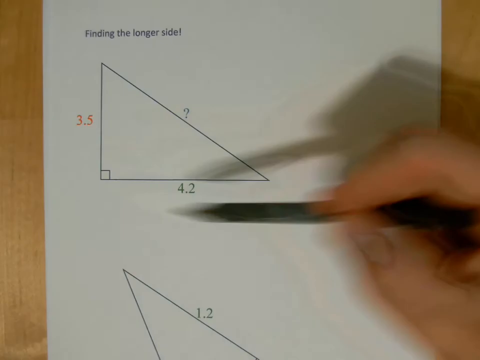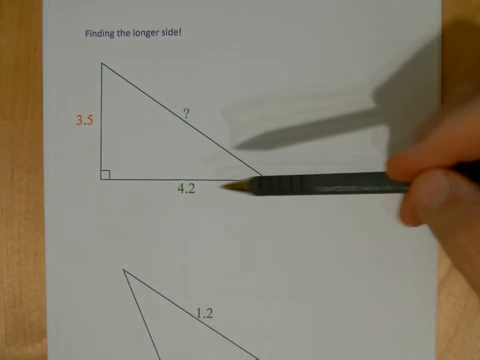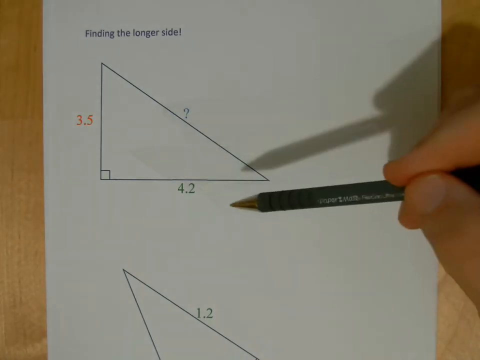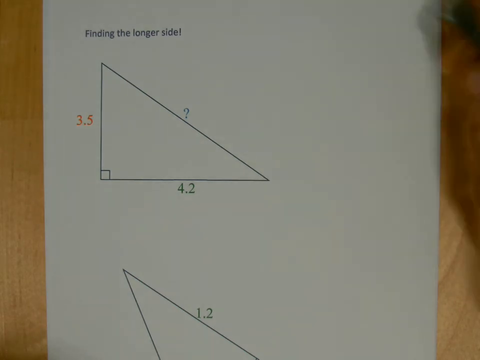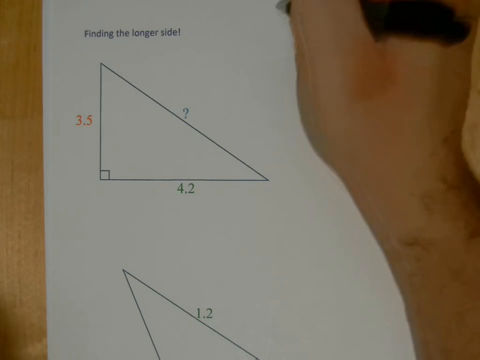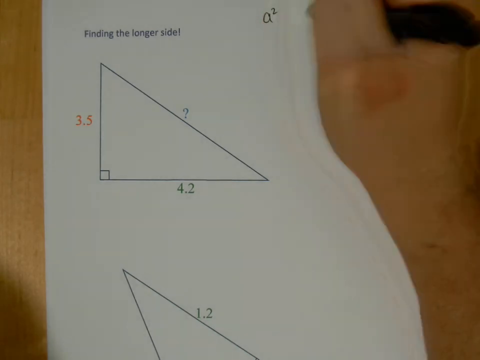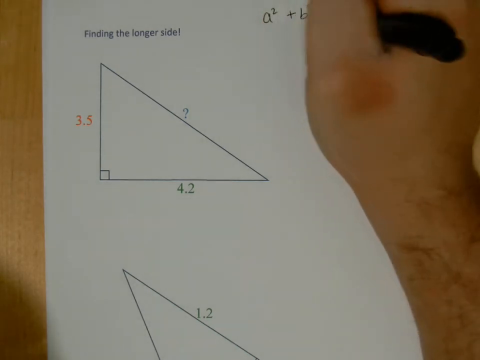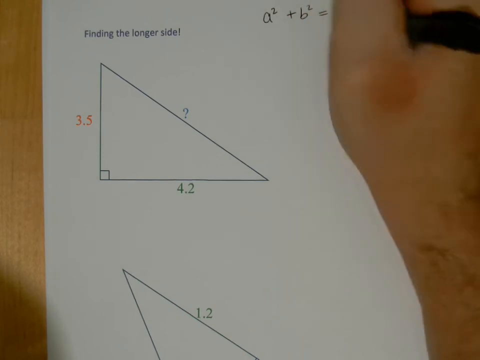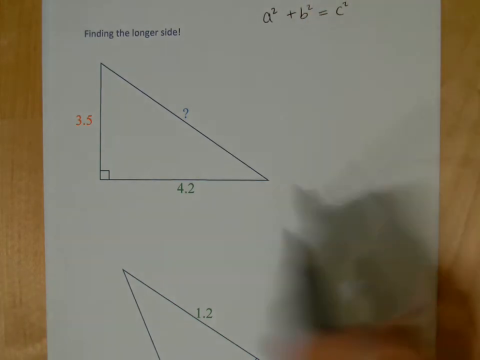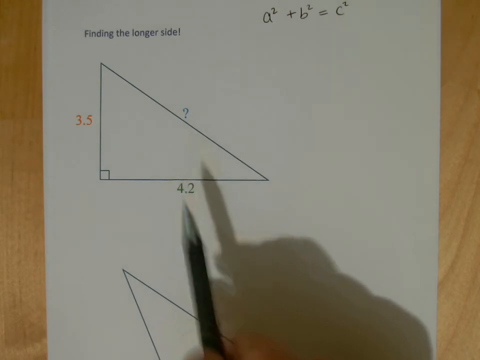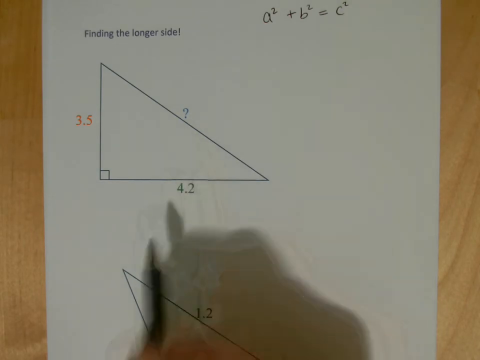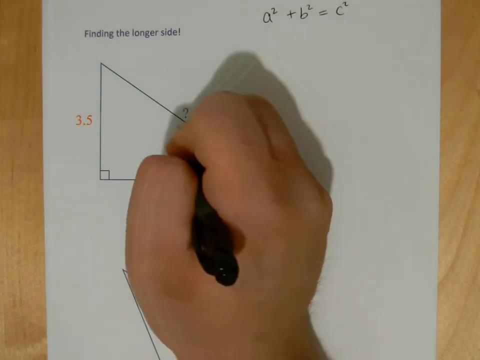Okay, so if we have a right angle triangle and we know two of the sides, it is possible to work out the third side using Pythagoras' theorem. If we remember, Pythagoras' theorem goes like this: a squared plus b squared is equal to c squared, and the c is what you need to identify first, the longest side. So in this case, this is where the question mark is.